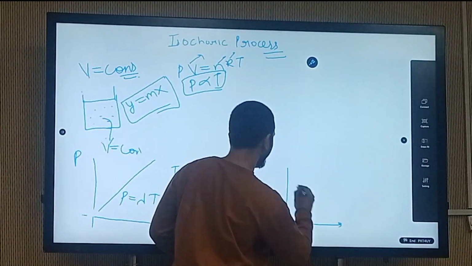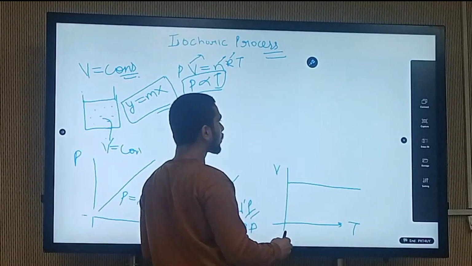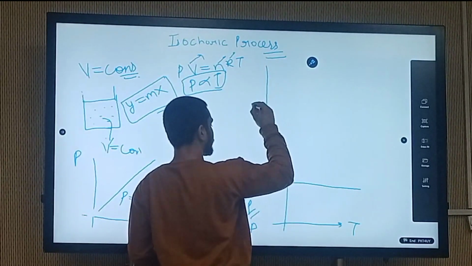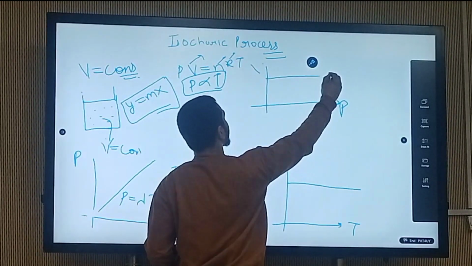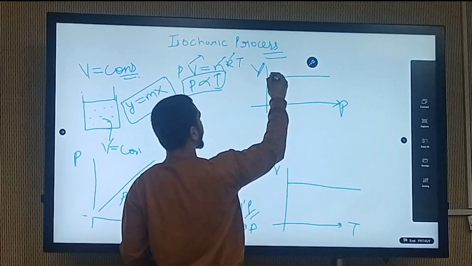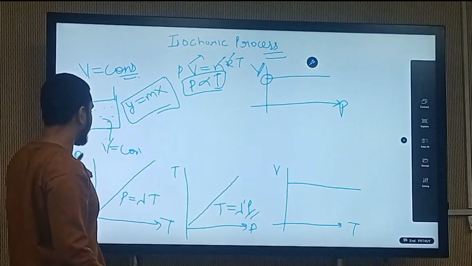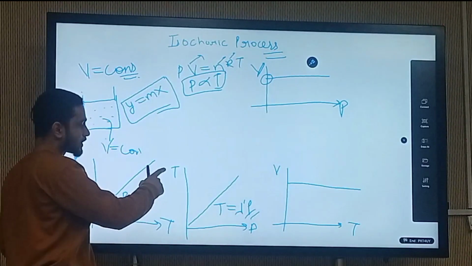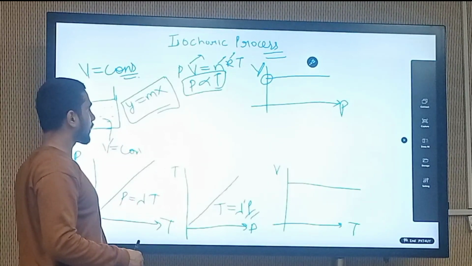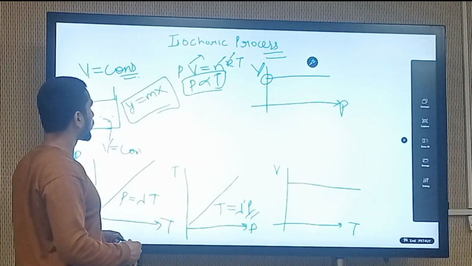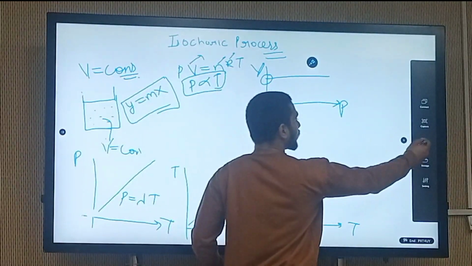And this V versus T graph will be a straight line, since the volume is constant. And this volume versus pressure graph will also be a straight line, since the volume is constant. So the VP and VT graphs will be straight lines, and the PT and TP graphs will be straight lines passing through the origin, a y = mx kind. So this was for the isochoric process.